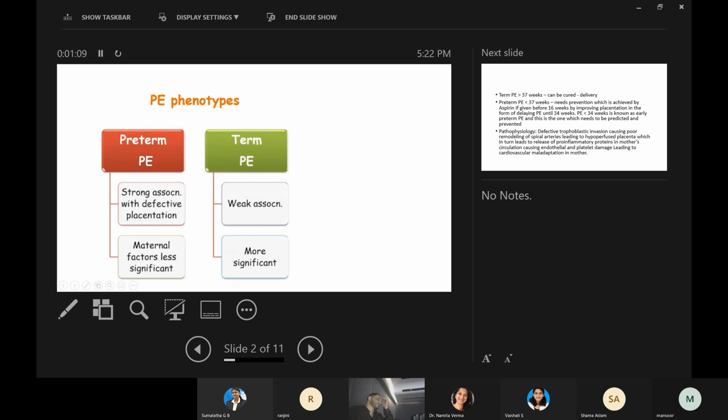Now there are two types of preeclampsia, preterm and term preeclampsia. Preterm preeclampsia has a strong association with defective placentation, that is the spiral arteries do not form properly in the placenta. So that is a placental problem, whereas in term preeclampsia that is not a problem. And maternal risk factors are less significant in identifying preterm preeclampsia, whereas they are more significant in identifying term preeclampsia.